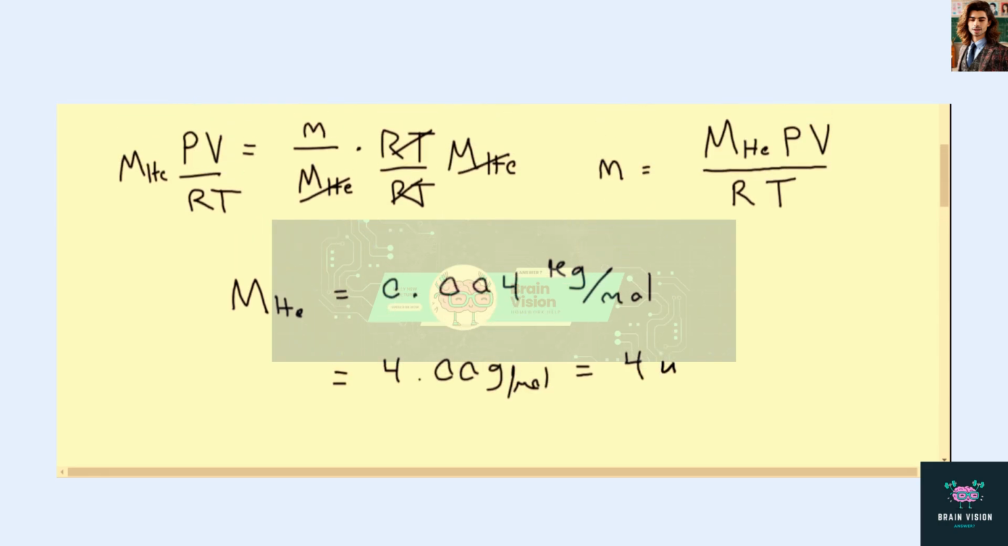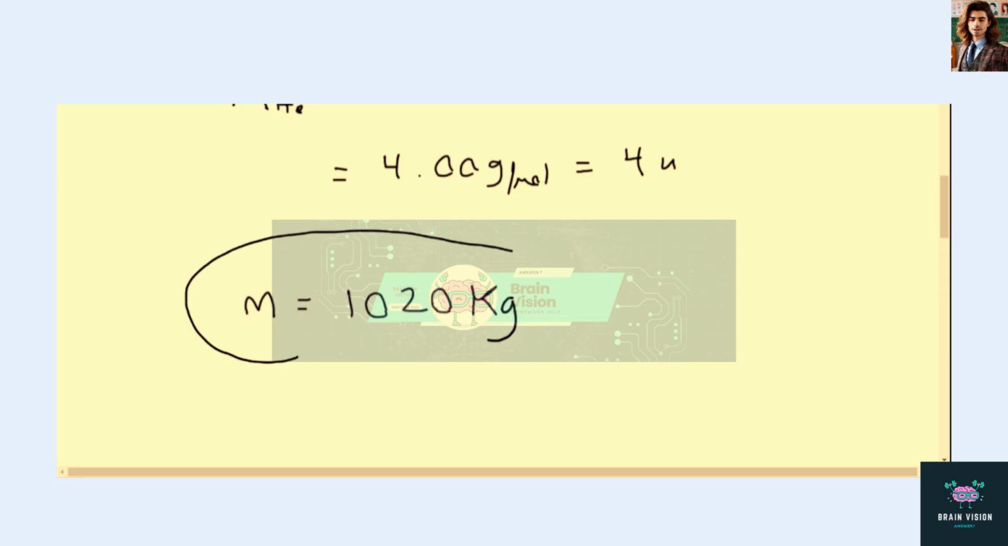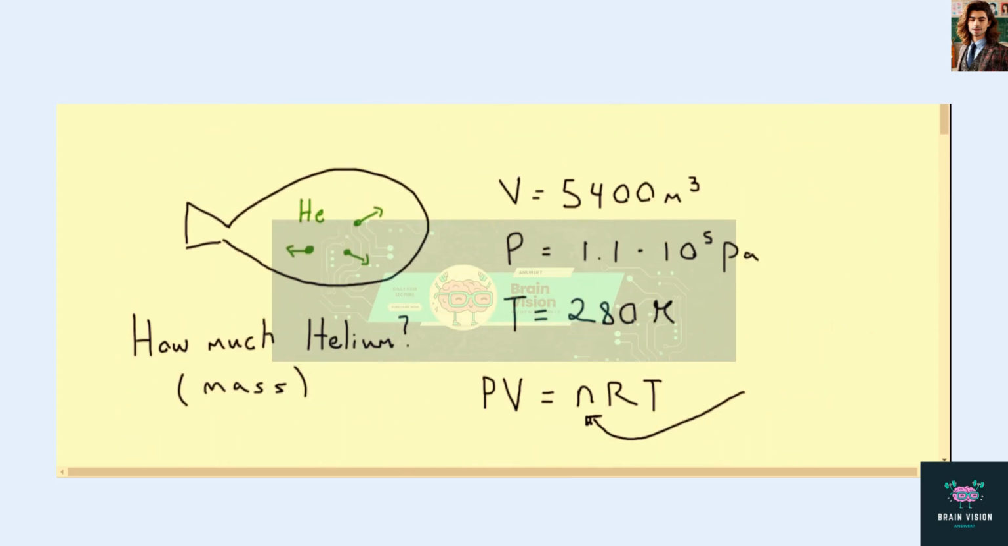If we plug all of those values into our equation, we will get that the total mass of that gas comes out to be 1,020 kilograms. All right, so we just showed that given the volume, pressure, and temperature of a gas, we can solve for the mass of that gas using the ideal gas law.